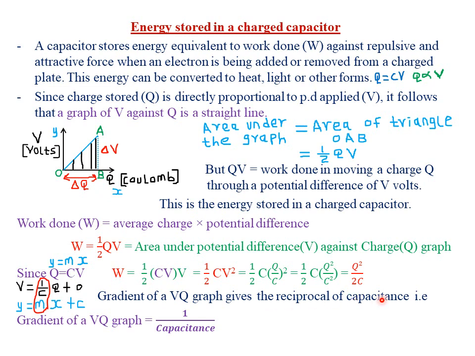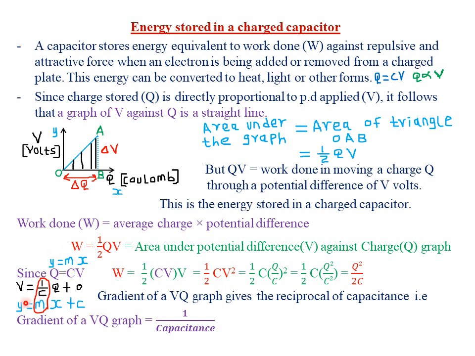the graph of V against Q gives the reciprocal of capacitance. So we can clearly see from this particular formula, if Q is equal to CV, then here we are plotting a graph of V against Q, meaning that V is on the y-axis, then Q is on the x or the horizontal axis. And because our graph is a straight line graph, we have to compare its equation with the equation of a straight line graph that you learned in mathematics.